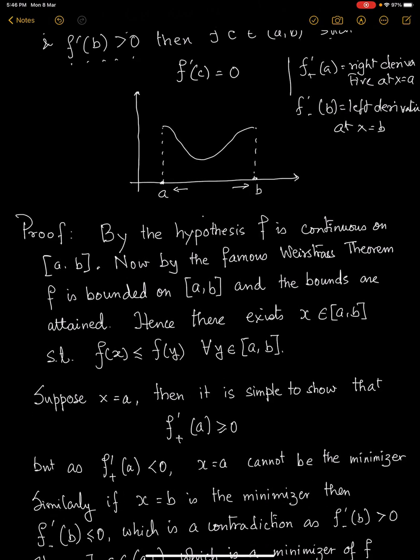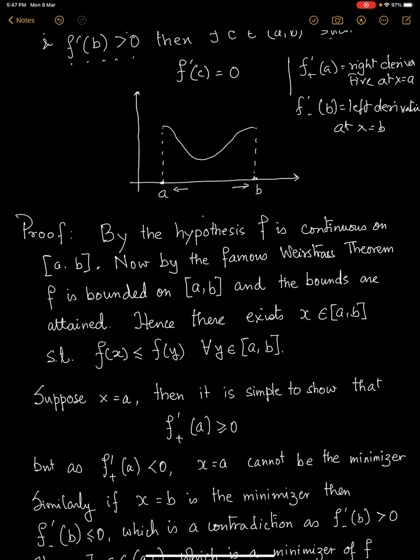Now, by the hypothesis that we have taken, that the left and right derivatives exist at the end points and it is differentiable in the interior, the open interval (a,b), that allows us to prove that f is continuous on [a,b], with right continuity and left continuity at the end points a and b. So, by the famous Weierstrass theorem, f is bounded on [a,b]. You know this fact. And the bounds are attained. It means there is a maximum value and a minimum value, and there are points at which these values are attained, points within [a,b].